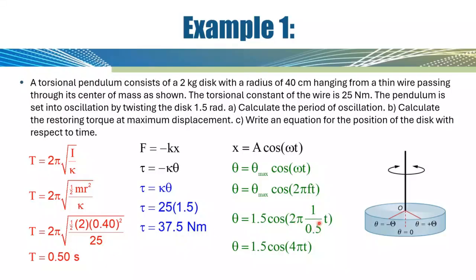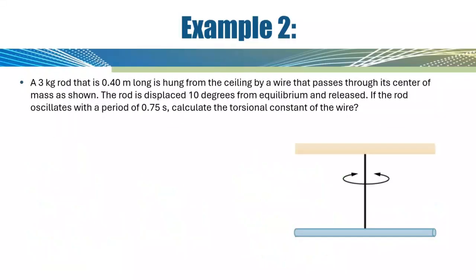So then I just simplified this, and that turned out to be 4 pi t. So theta equals 1.5 cosine of the quantity 4 pi t would be the equation for the position of the disk with respect to time. So that would tell me at any time during this motion, I could calculate exactly where the disk would be. And one more quick example.